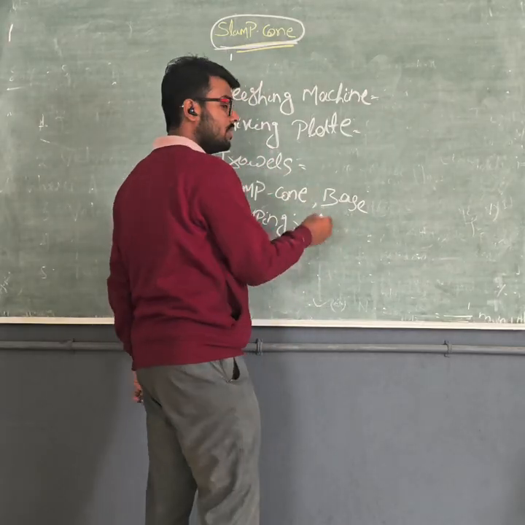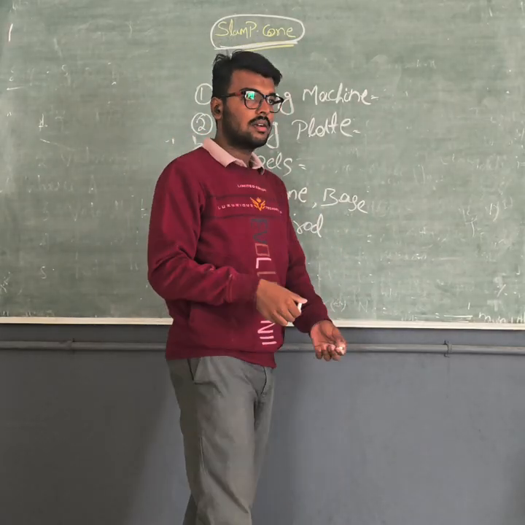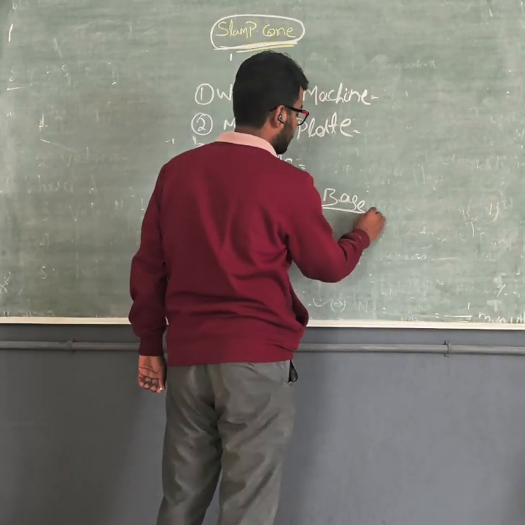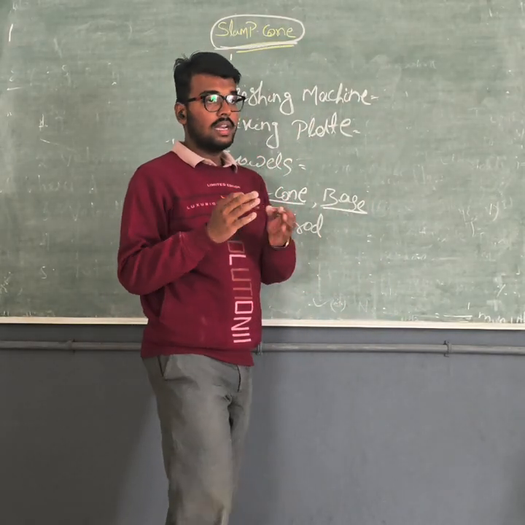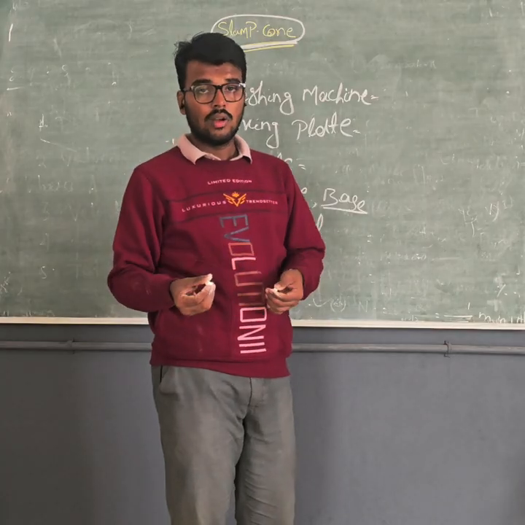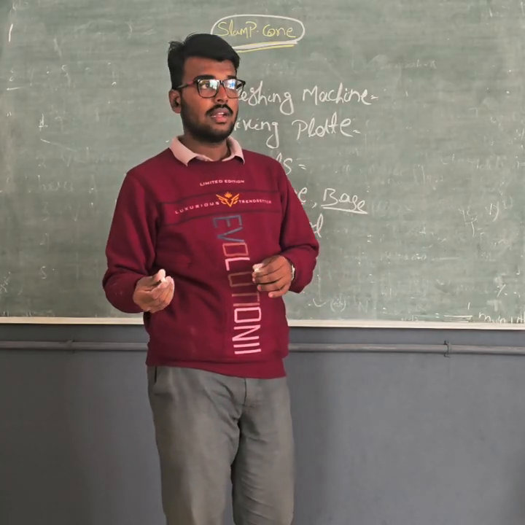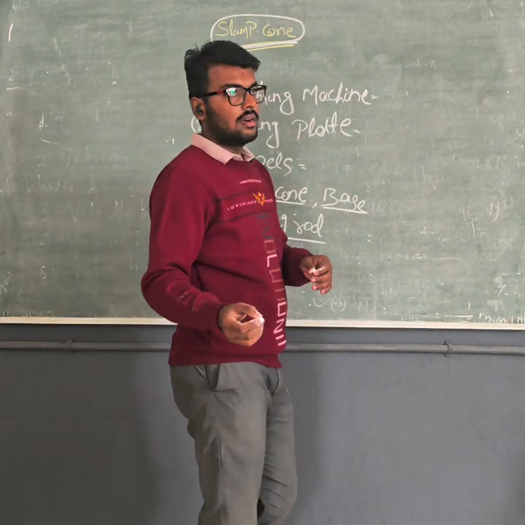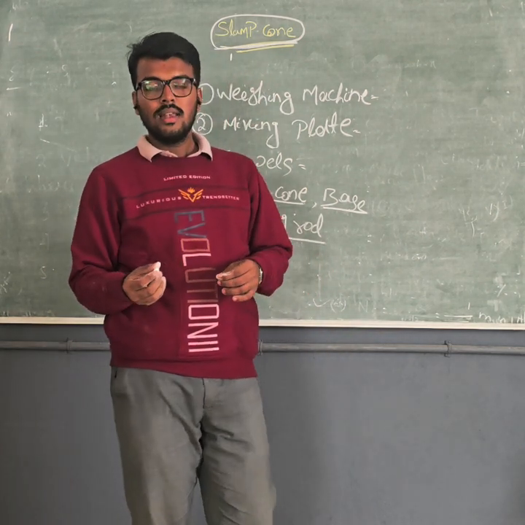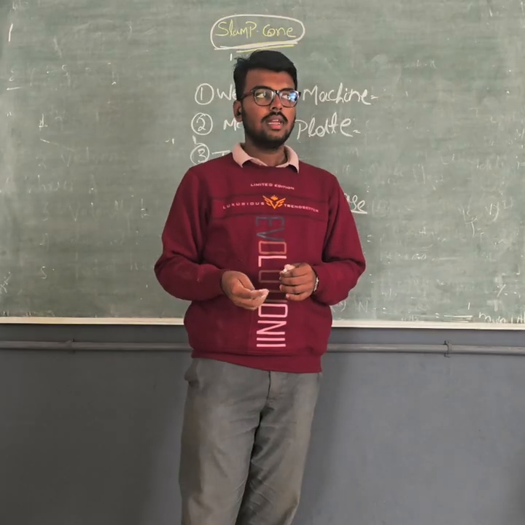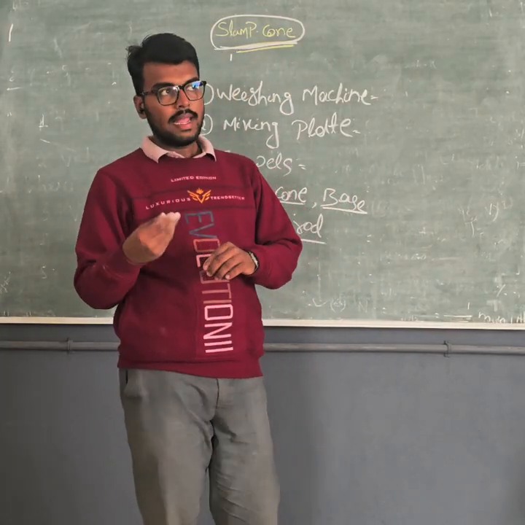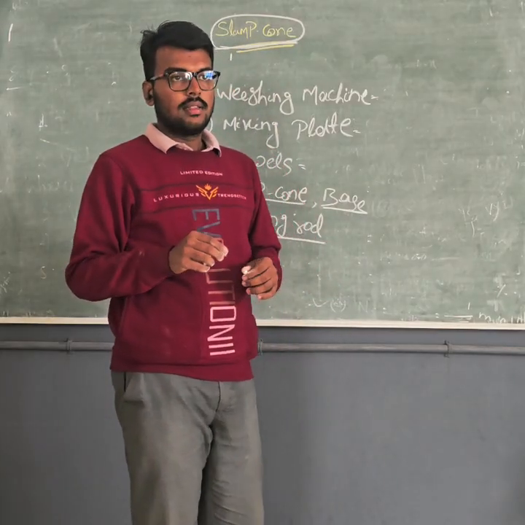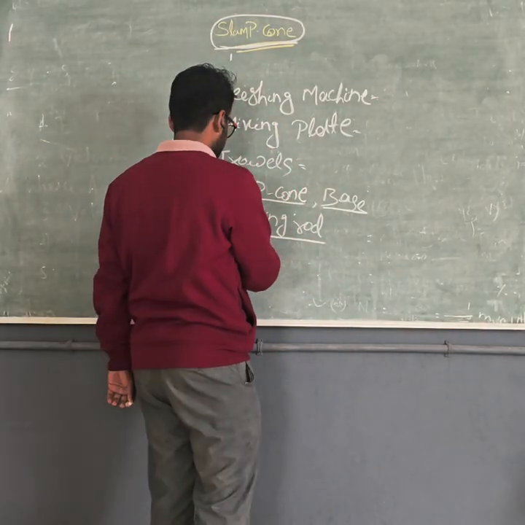And the trowel. The trowel is the basic tool by which we mix the concrete and pour the concrete into the mold. Mostly the slump cone and base are used. The conical mold is known as the slump cone, and its base is required for the test. And the tamping rod. The tamping rod is a manual vibrator; by using the tamping rod we remove the voids from the concrete. That's why we use the tamping rod.